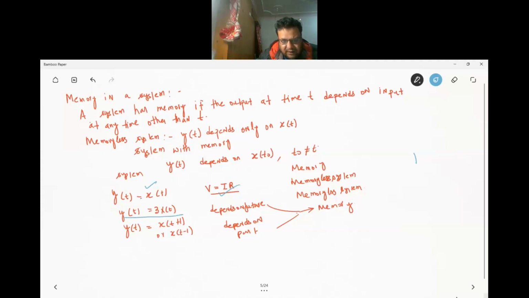Now here you see y of t is equal to 3x of t. This is only a constant factor, but again this is a memoryless system. But if you have a system like y of t is equal to x of t plus 1, that is a future value, or x of t minus 1, a past value, so it depends upon the future or depends upon the past. So it has memory.